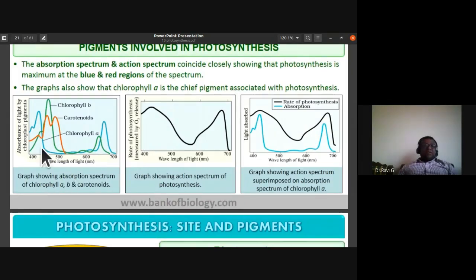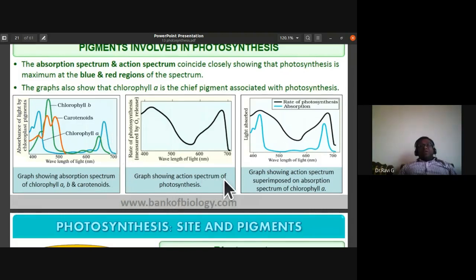So let us understand here the various graphs showing the pigment and accessory pigment. In the graph, on the x-axis we have taken the different wavelengths of light that can be available for a chloroplast. This shows the absorption of light by the chloroplast pigments. You can notice where there is maximum absorption. There is maximum absorption at the blue and red wavelengths of light. The graph also shows that chlorophyll A is the chief pigment associated with photosynthesis.